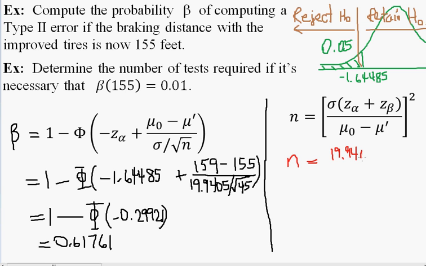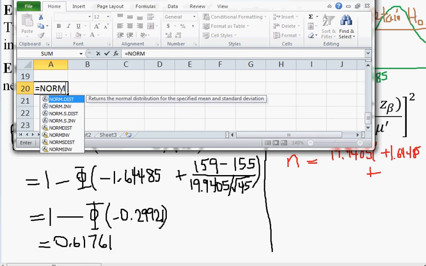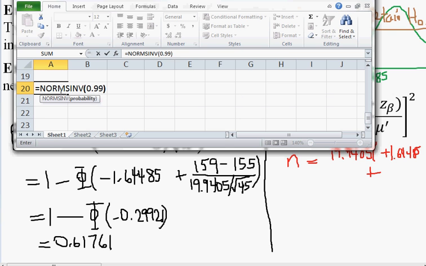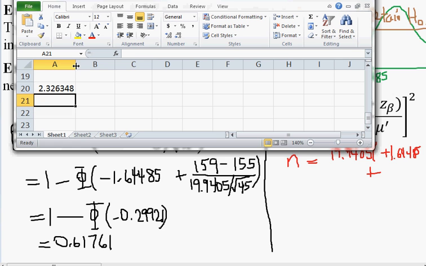So n would be equal to 19.9405 times, well, we have the negative 1.64485. So that's positive. Z alpha is positive. Plus the same number for beta for 0.01. So let's get that number real quick. So norm s inv of 0.99, so that 1% of the area lies to the right, is 2.32635.